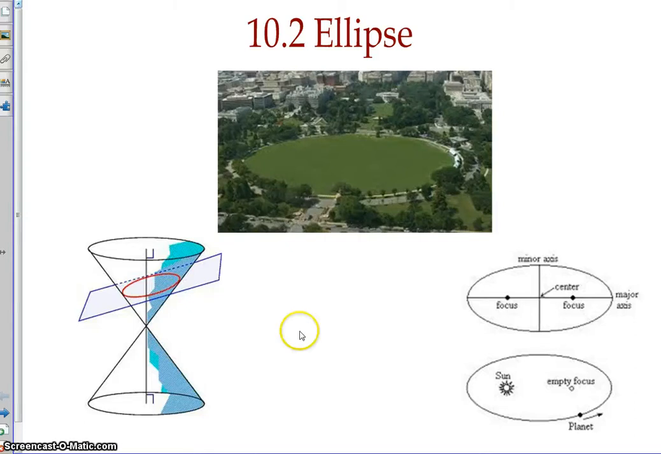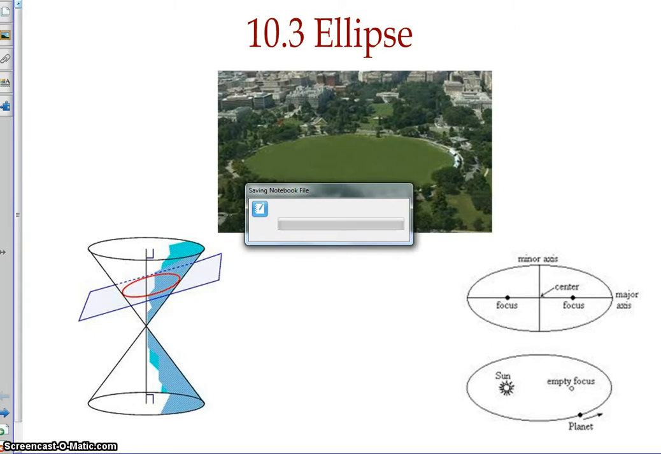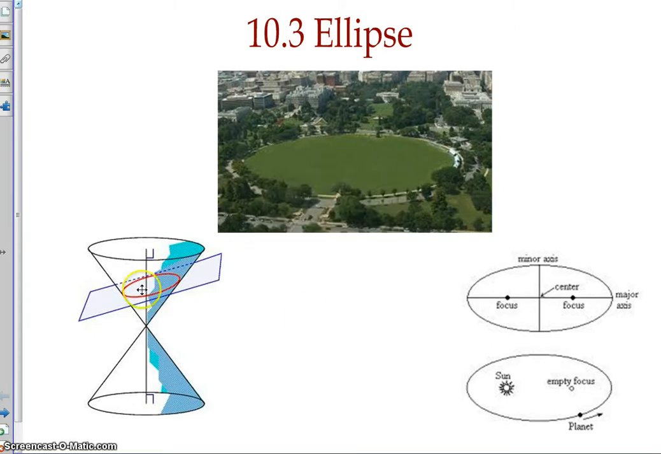All right, in this video, actually I have a mistake here. We're actually looking at section 10.3, which is ellipses. So we're going to look at different kinds of ellipses.